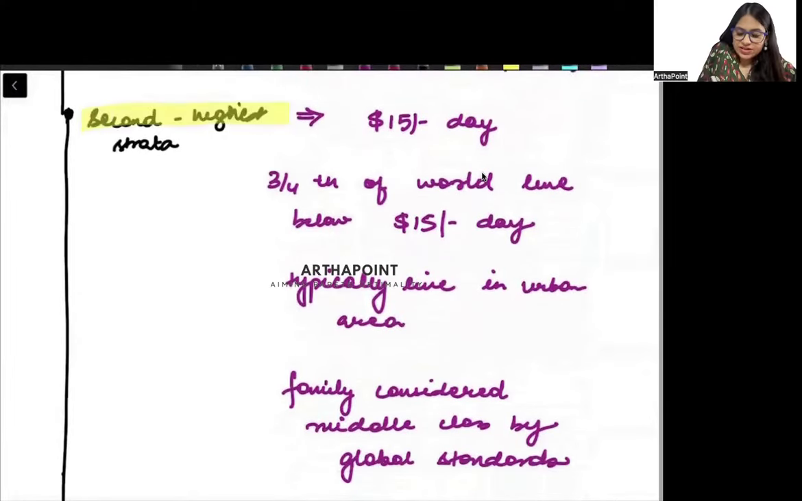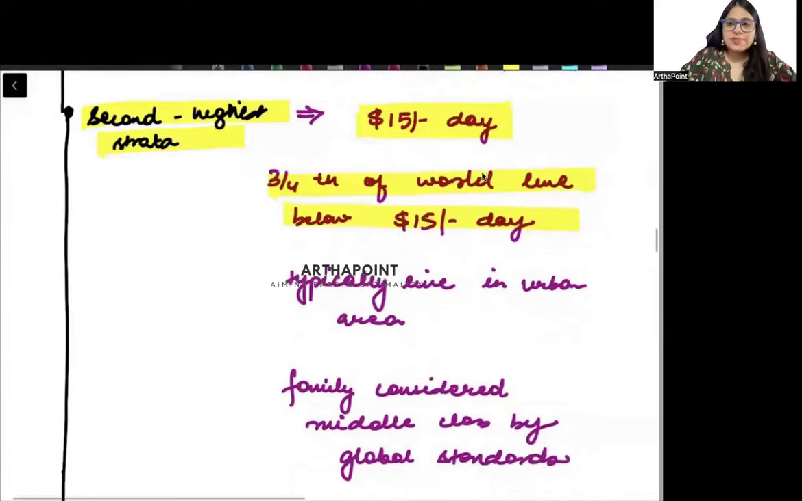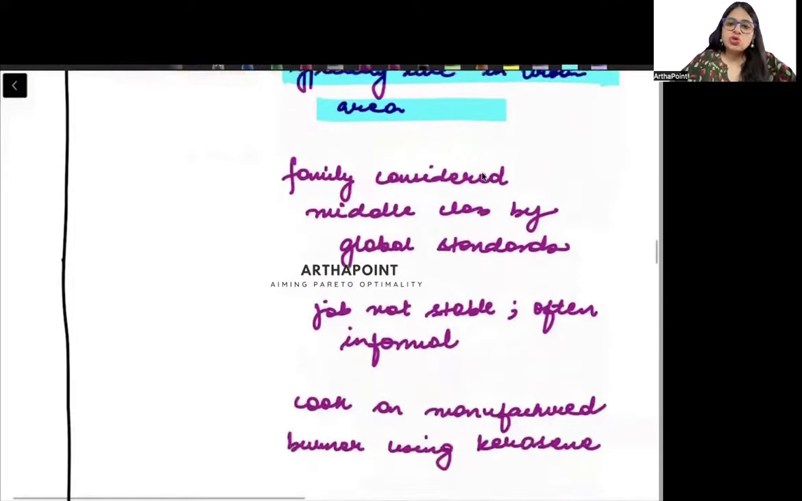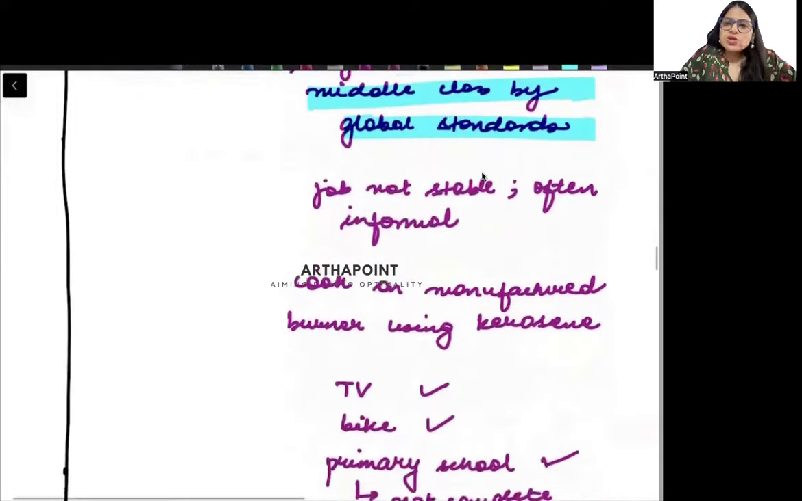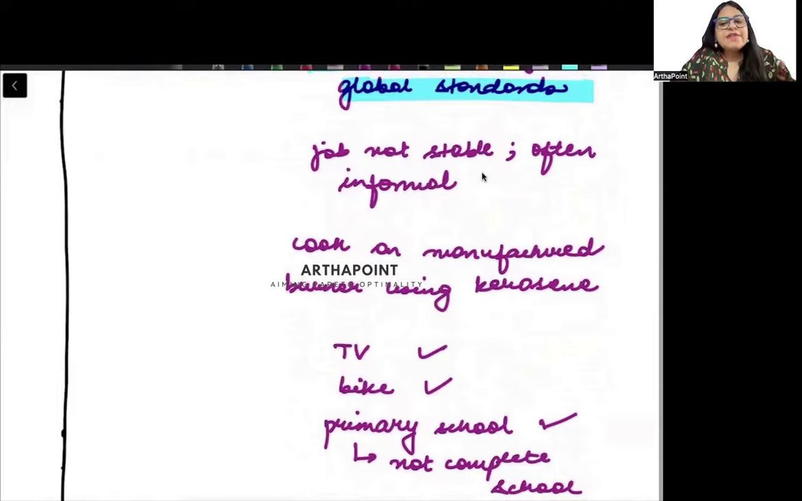The next one that we have is called the second highest strata, beta. The income level of the second highest strata is a little more up. They're earning $15 per day. If we take three-fourths of the world's population, they are living below $15 per day. Typically these people live in urban areas. These are the people we usually call middle class by global standards. Their job is not stable. A lot of them are working in the informal sector, but comparatively they are much better off.